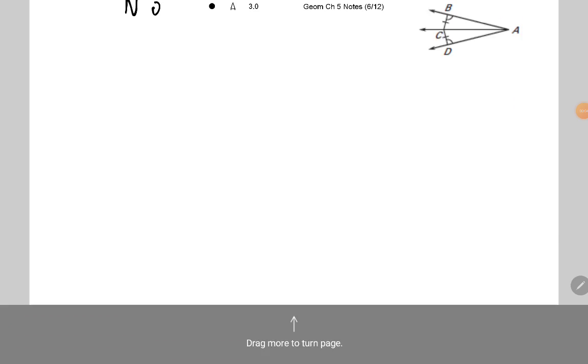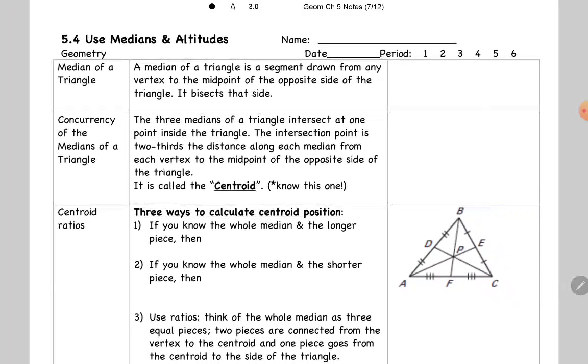In geometry, we're going to be looking at medians and altitudes. A median of a triangle is a segment drawn from any vertex to the opposite side. So let me show you one. Say I'm choosing this vertex, and you go to the opposite side and split it in half into two congruent parts.